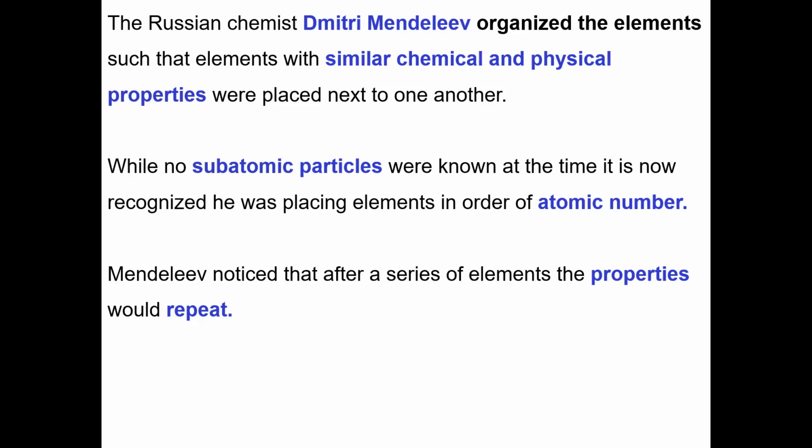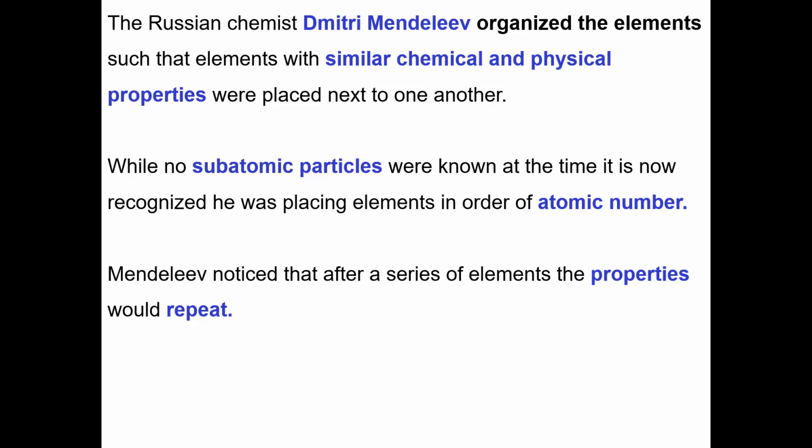So the method that took off, that led to the development of the current modern periodic table, was that developed by the Russian chemist Dmitry Mendeleev. And in fact, in Eastern Europe, they don't call it the periodic table, they call it Mendeleev's table. What Mendeleev did was he organized the elements so that those that were most similar in terms of their physical and chemical properties were placed nearest to one another.